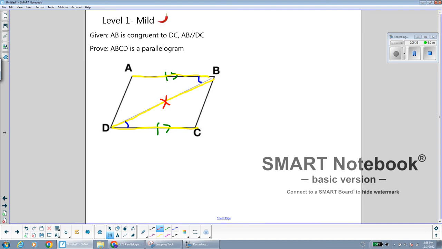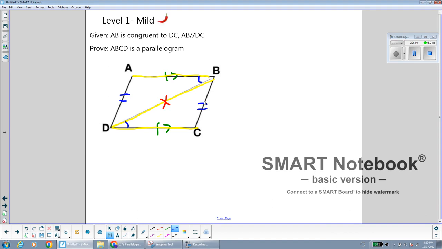And once we know that the two triangles are congruent, we can say side AD, which is a side of this triangle, is congruent to side BC, which is a side of the bottom triangle, due to CPCTC. If we already proved these two triangles congruent, we know that their corresponding sides are also congruent from CPCTC.